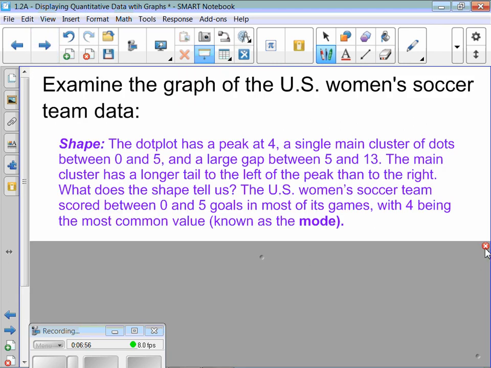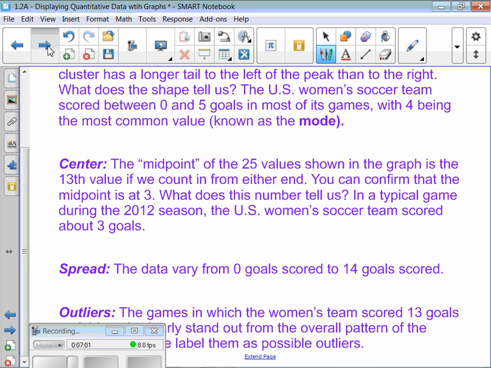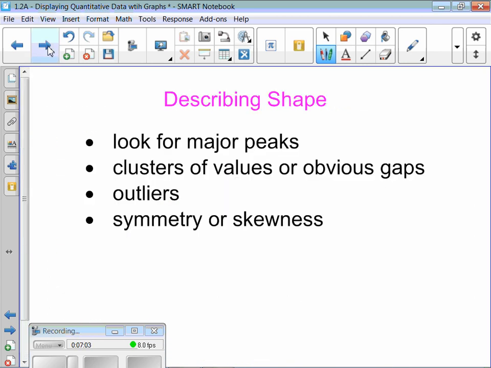So here they actually just did all that. We just talked about all that, so I think we're good. We probably don't need to read it. Okay, same thing. So look for major peaks. We already talked about this.